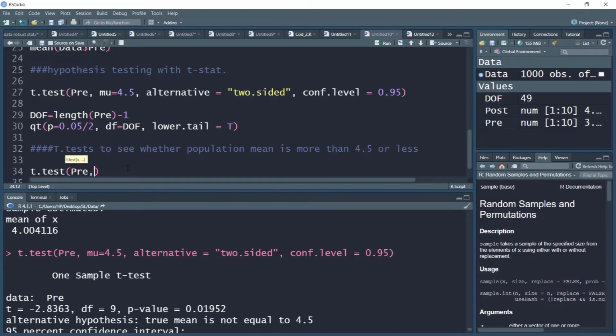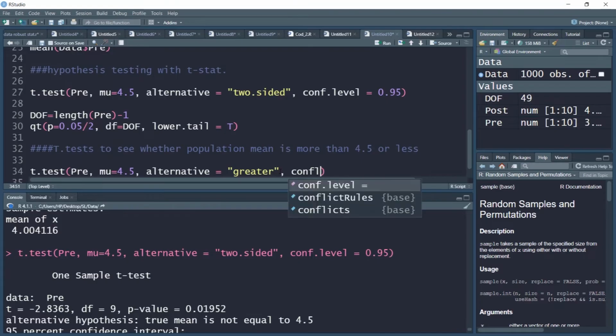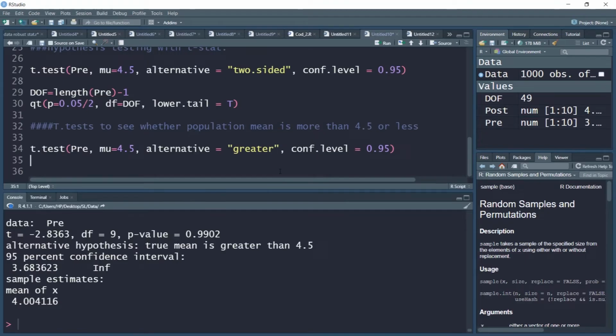So we'll give the sample pre mu value of 4.5, alternative argument as greater to see if the mean is greater than 4.5. We'll establish the confidence level as 0.95, that means a significance level of 0.05. Let us run this. Notice a p-value of 0.99, which again indicates that our test is giving slightly spurious results. Why so? Because already we know that our population mean, or the sample mean also, is much lower than 4.5. So that means this test is rather spurious, and we'll focus on the lower tail test.